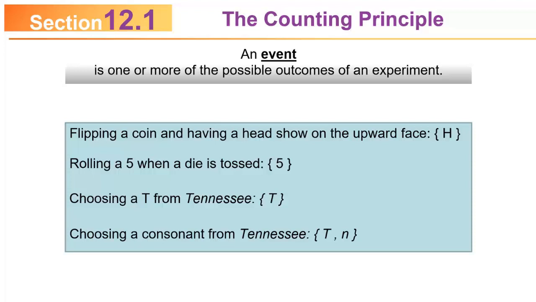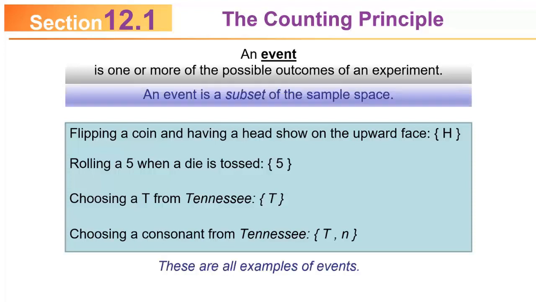It's just a set of one or more possible outcomes of some experiment. Keep in mind, though, I said that events were sets, but in particular, an event is a subset of the sample space. Remember, a subset is a set, but it's a particular set. An event is actually a subset of the sample space. It's some subset of the set of everything that could possibly happen in an experiment.